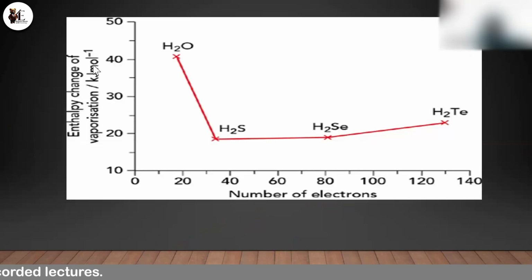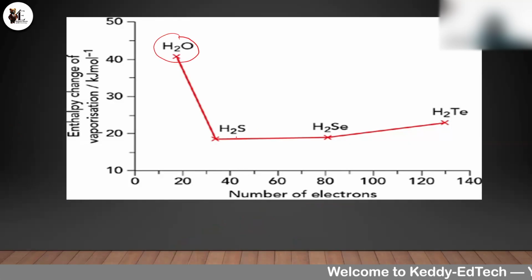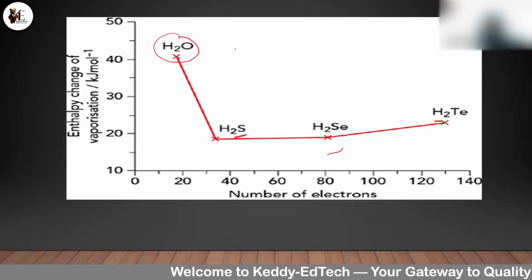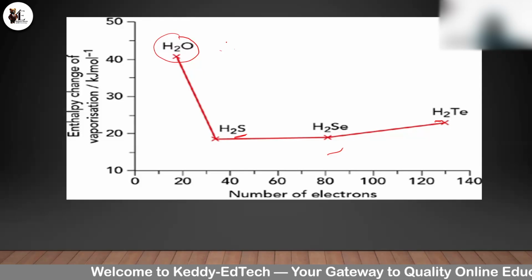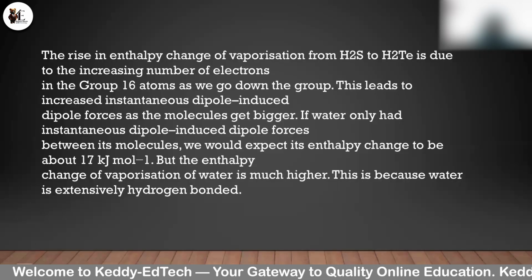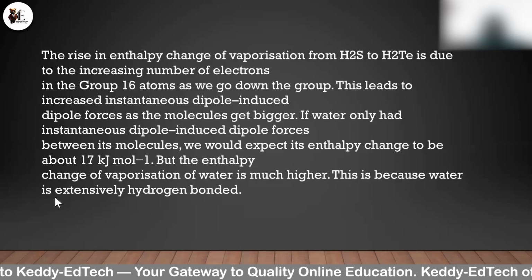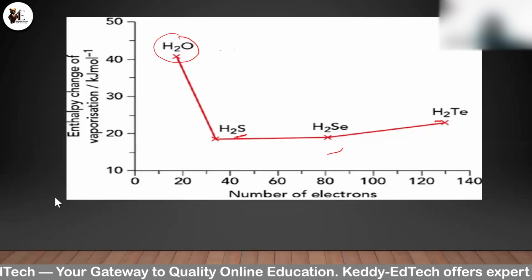So see, this is the graph. Enthalpy change of vaporization is on the y-axis and number of electrons is on the x-axis. So you can see that H2O has a higher enthalpy change of vaporization as compared to H2S, H2Se and H2Te. Why? The reason you can write is extensive hydrogen bonding. Now, you have to draw this graph in your notebook.